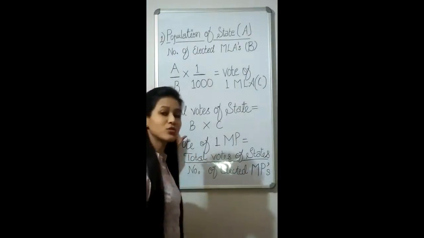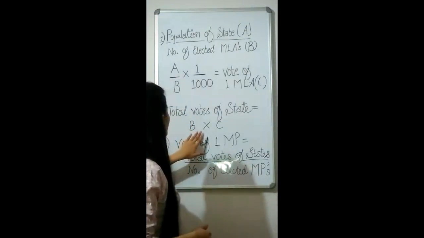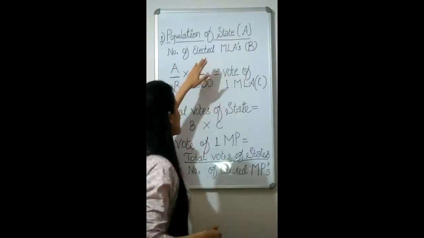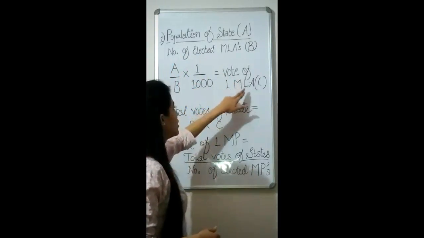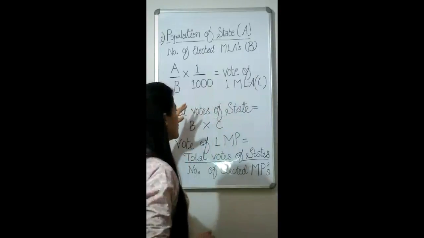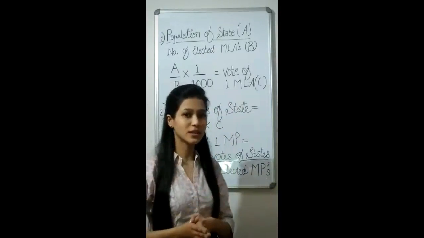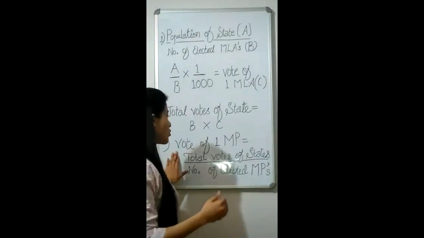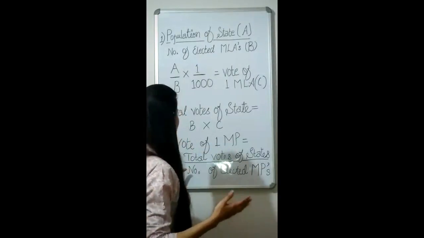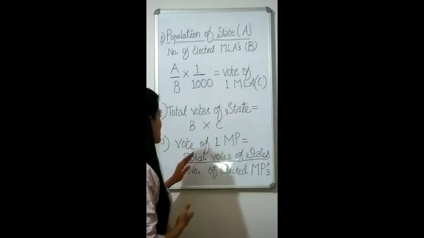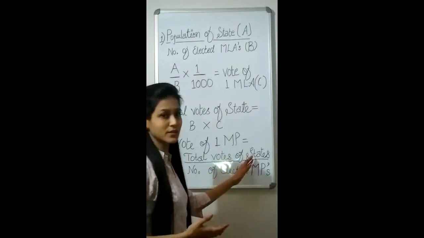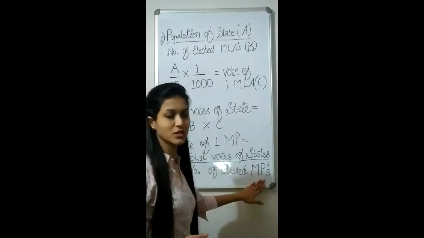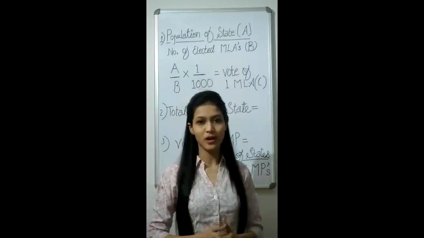Now, for the total votes of the state, we have to multiply the number of elected MLAs by the vote value of 1 MLA. We will find out the other states' vote values also like this. Similarly, for the vote value of 1 MP, we will use this formula: the total votes of the states divided by the number of elected MPs, which are the members of the Houses of Parliament.